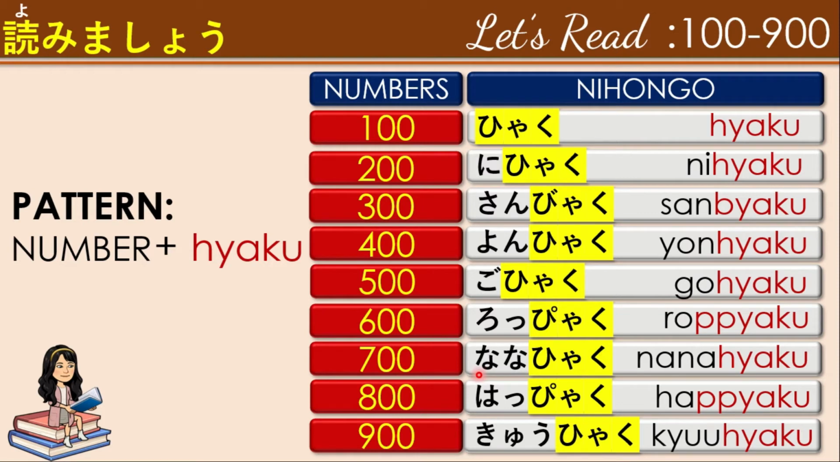Same with 700. You have there nana for 7 because there are seven 100s for 700. So that's 7 times 100. Here you read it as 7, that's nana. Then 100 is yaku. So nana yaku. Observe as well that we have here special numbers.